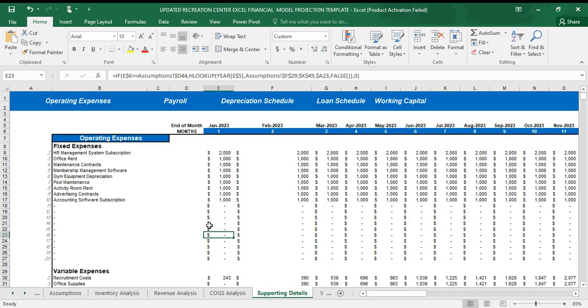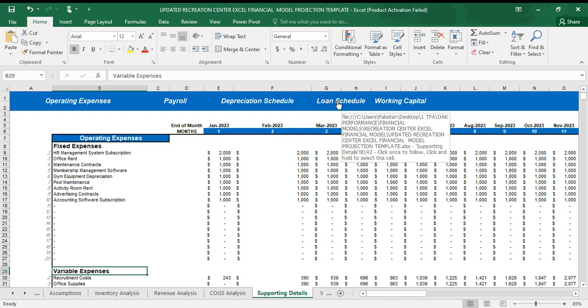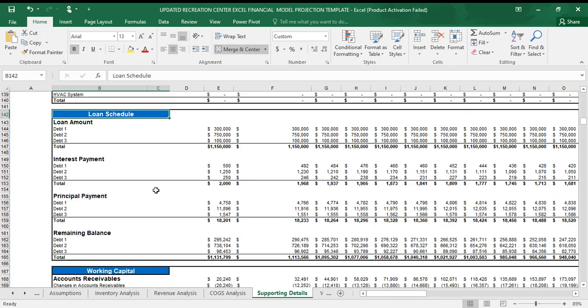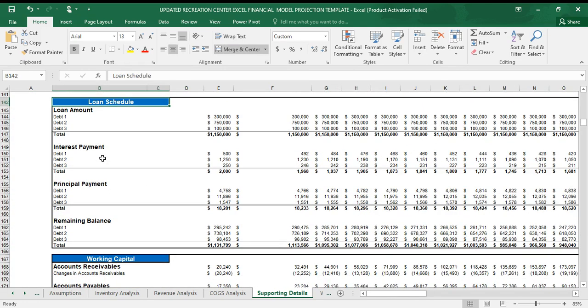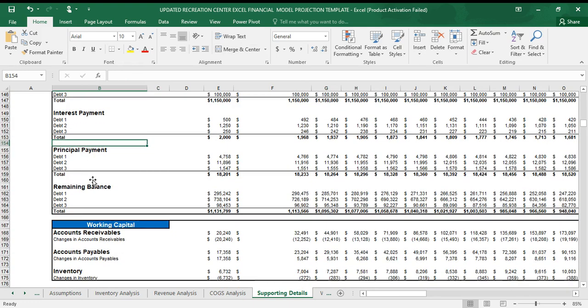In the supporting details sheet, we have included the major operating expenses of the business. This includes the fixed and variable operating expenses. Then we have the payroll, depreciation, loan amortization schedule. We have calculated the loan payments, the interest payments and the principal payments.